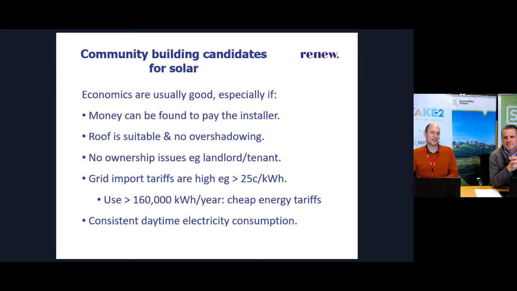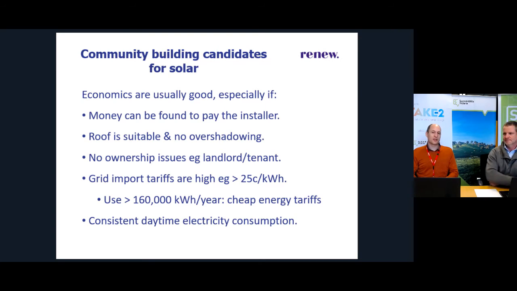For a good candidate, you don't want to have issues between landlords and tenants, that sort of thing. If one person's going to have to pay for the system and then the other person's going to get the benefits, then you have to work out how to negotiate that. There are ways to do it, but just be aware of it.